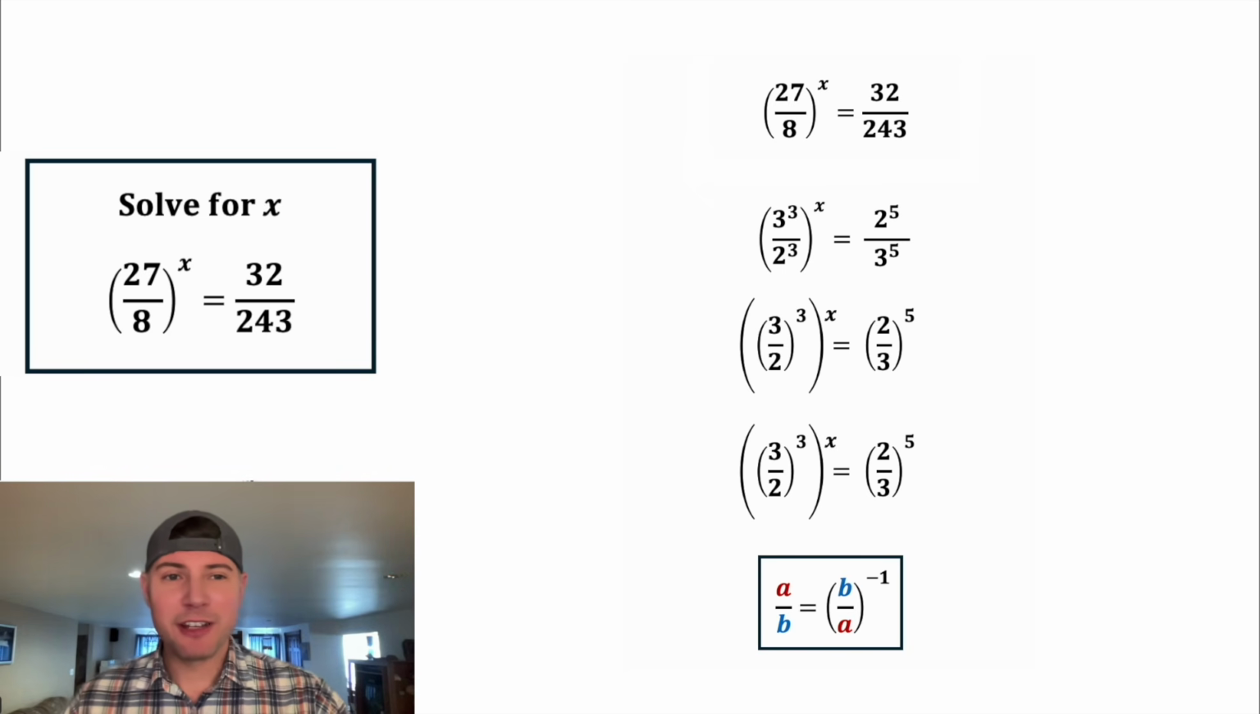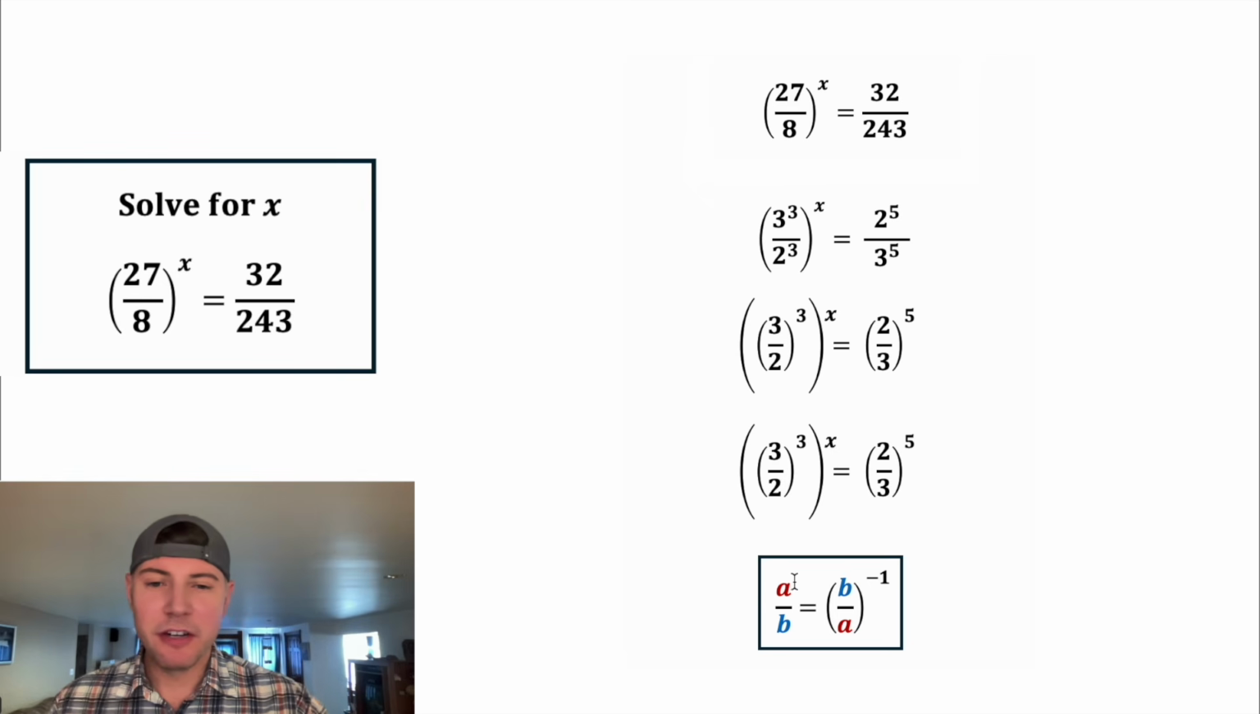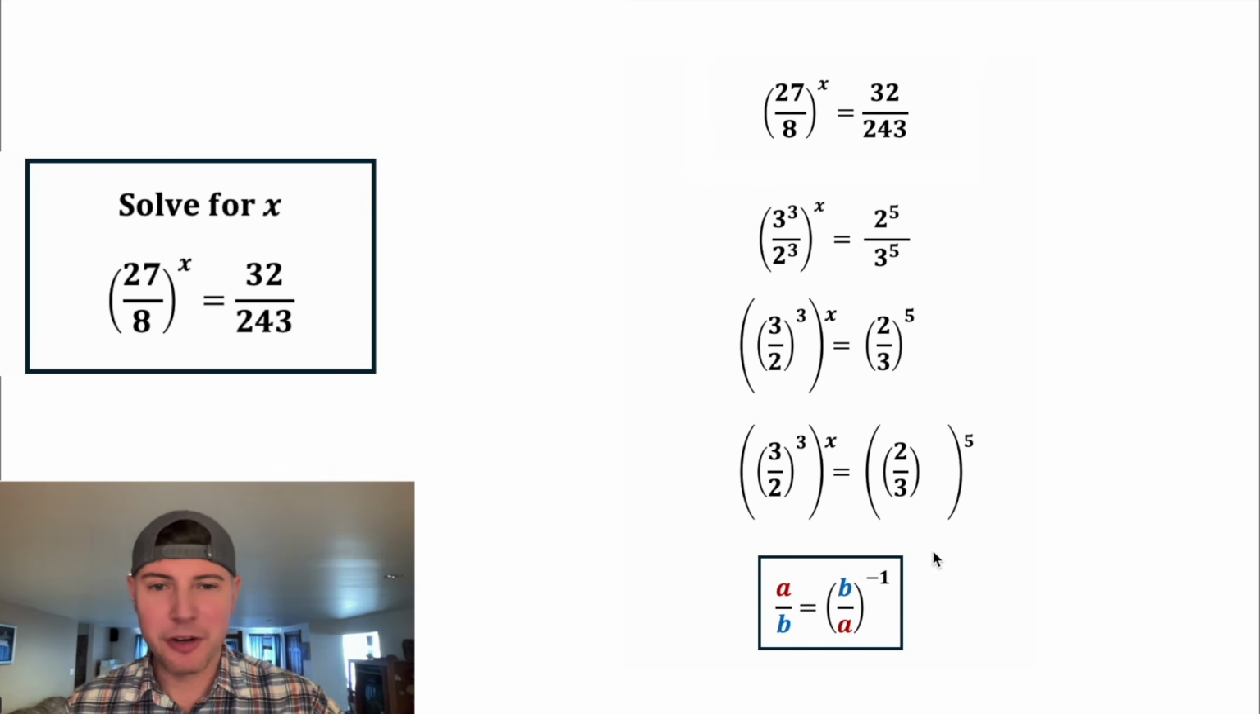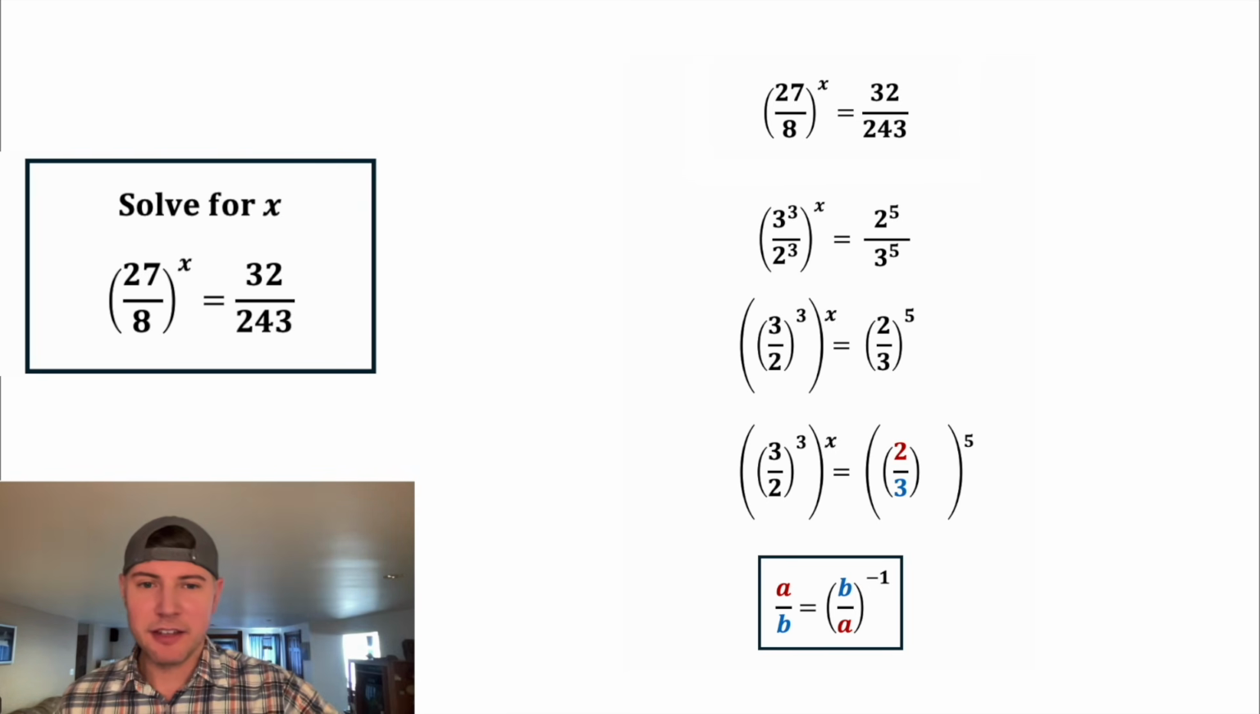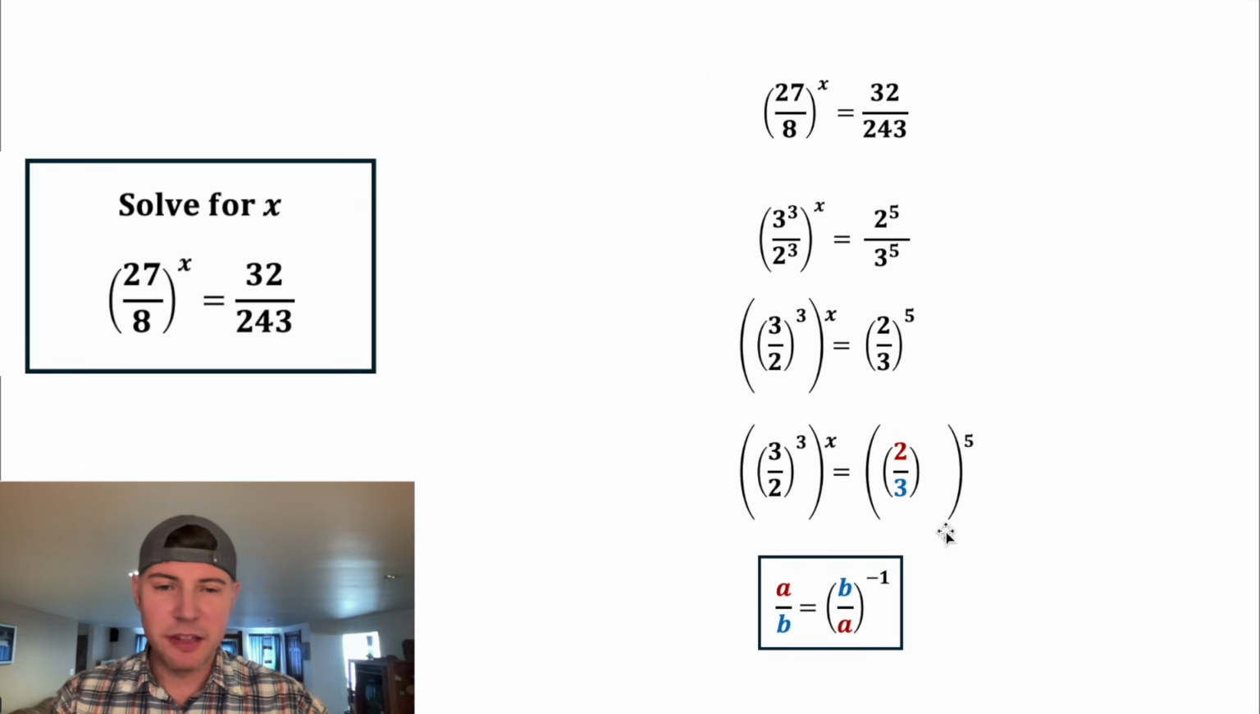A great way to do that is with negative exponents. If you ever need to flip something like a over b, that's the same thing as b over a to the negative 1 power. Let's look at this 2 over 3 on the right-hand side. We can even color match. Let's change this 2 to red and the 3 to blue. In order for us to flip it like this here, this 2 over 3 would be the same thing as 3 over 2 to the negative 1.